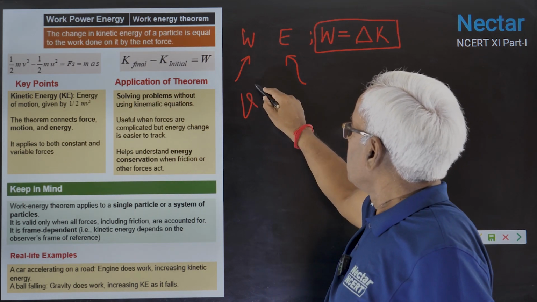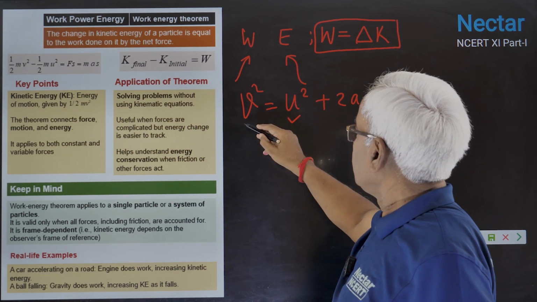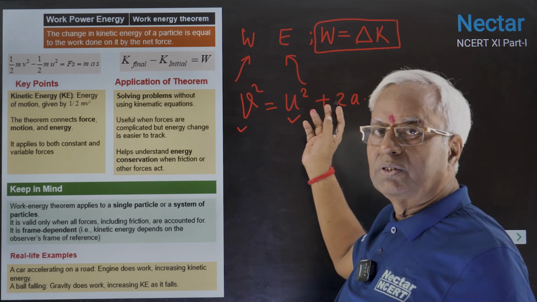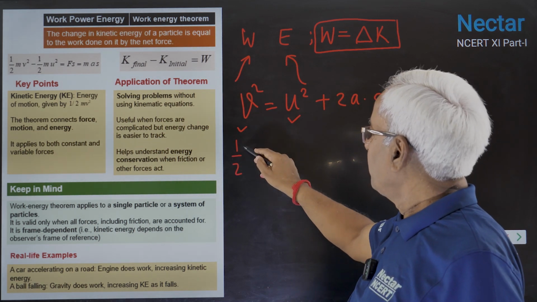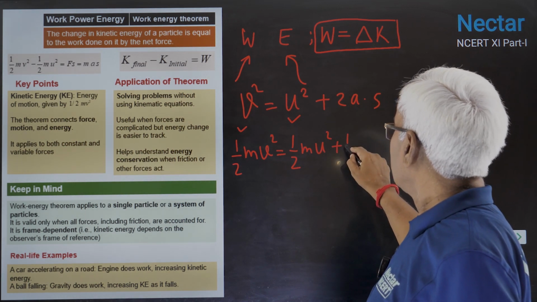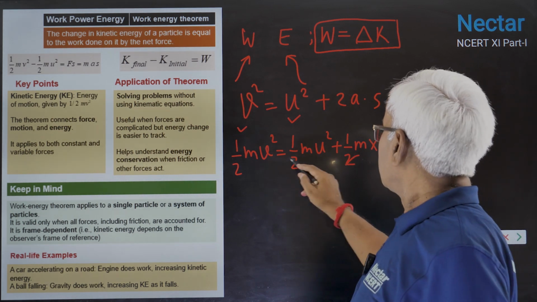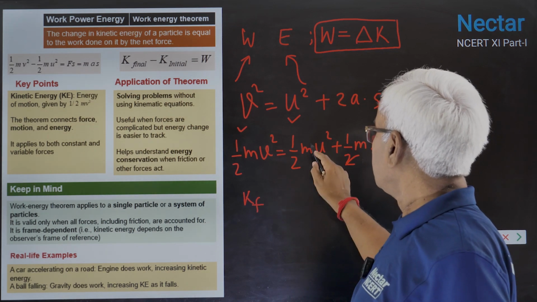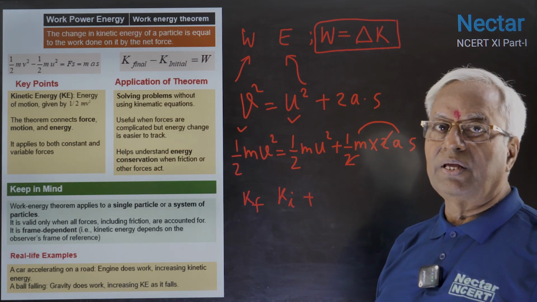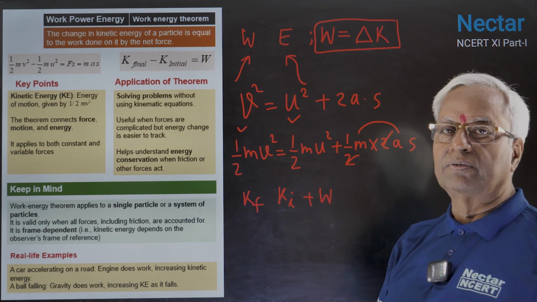Now, suppose the body starts from a particular place with velocity u and it reaches at an instant the velocity v. This is the third equation of motion that we know. Multiplied by half m, we'll find half mv square equals half mu square plus half m 2as. This is kinetic energy final, this is kinetic energy initial, and this thing m into a, that's F, force. Force into displacement, that becomes work.